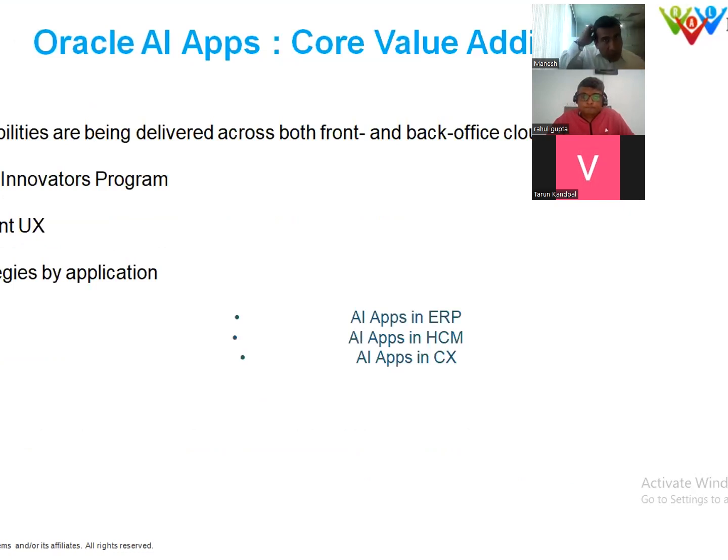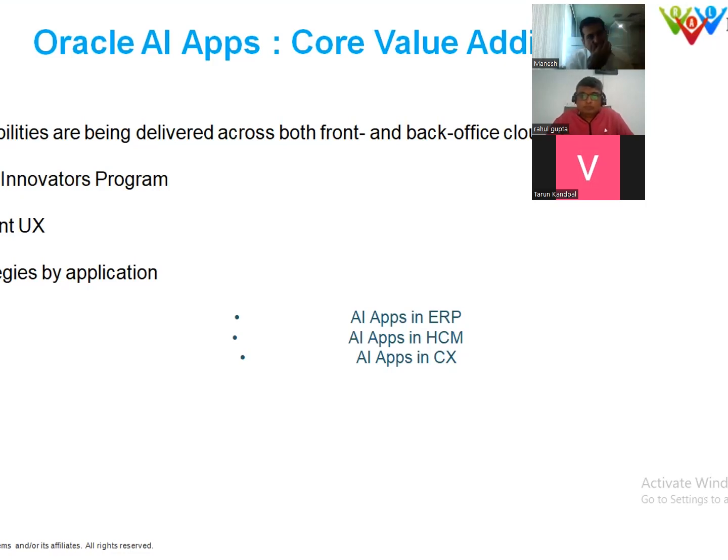Now, coming to the core values of AI capabilities, the best thing is it can be used at both the front end and the back end. In the front end, it is getting delivered, and at the same time, in the back office also, we can use the cloud solutions.